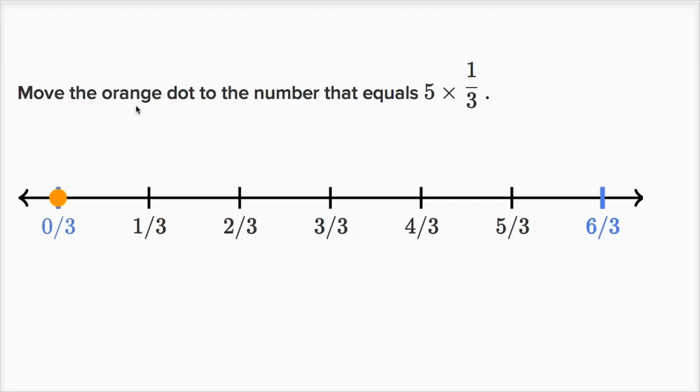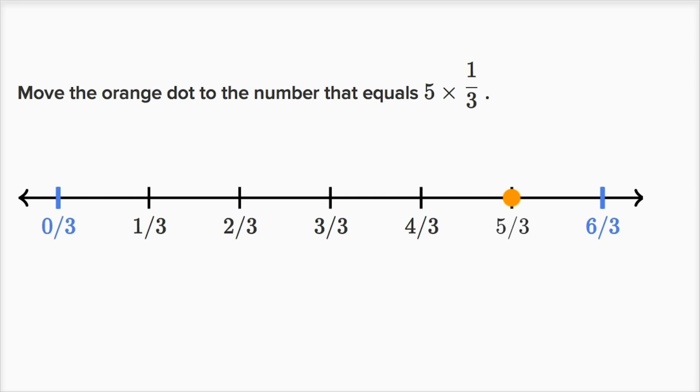We're asked to move the orange dot to the number that equals 5 times 1/3. Alright, so one way to think about it, we just have to move 1/3 5 times. So let's do it once, so that's going to be 1/3. You do it twice, you get to 2/3. You do it 3 times, you get to 3/3. 4 times, you get to 4/3. 5 times, you get to 5/3. 5 times 1/3 is going to be 5/3, which is the same thing as 5 1/3 read as a fraction. Hopefully that makes some sense.